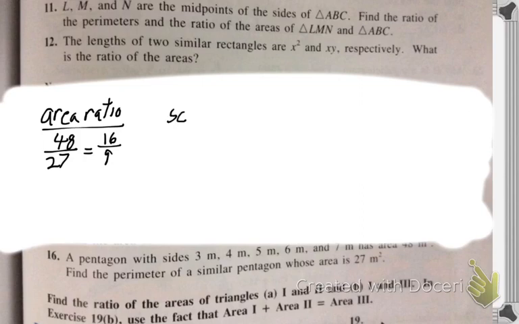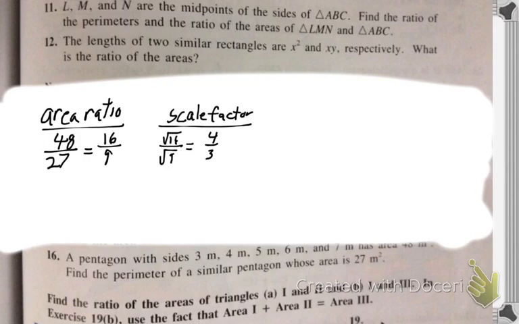So our scale factor is going to be the square root of 16 over the square root of 9, which equals 4 over 3. So my scale factor is 4 over 3. And remember, if my scale factor is 4 over 3, the ratio between our perimeters is going to be 4 to 3 as well. So to come up with the perimeter of our other one, it's just 3 plus 4 plus 5 plus 6 plus 7. That'll be 10 plus 10 is 20, 25 meters.